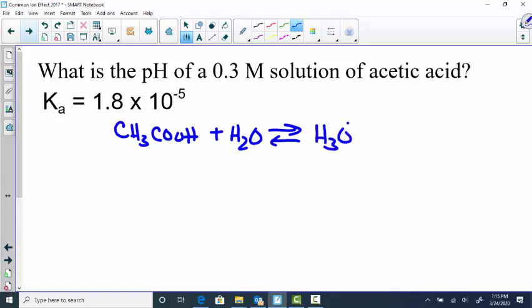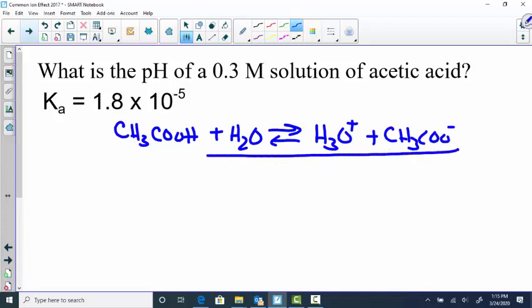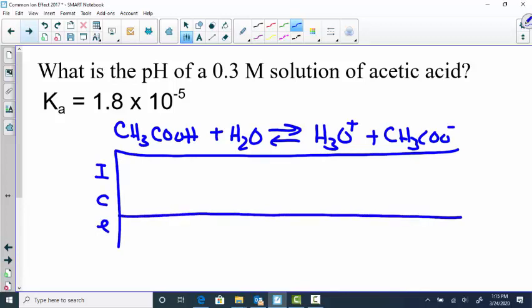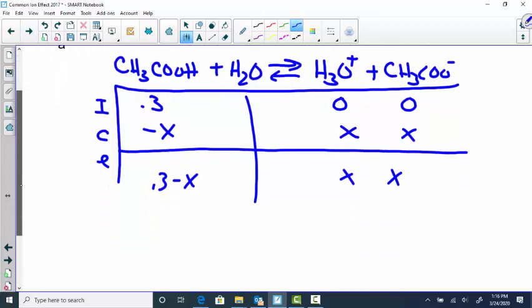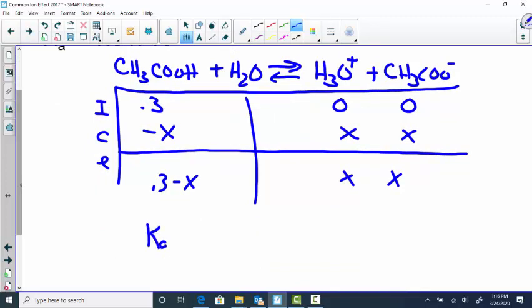That's going to give me H3O+ and CH3COO-. And all we're going to do is make an ICE chart for this. This is 0.3, doesn't matter, 0, 0, minus x, x, x, 0.3 minus x, x, and x. Okay, so the Ka of this is going to equal x times x all over 0.3 minus x.